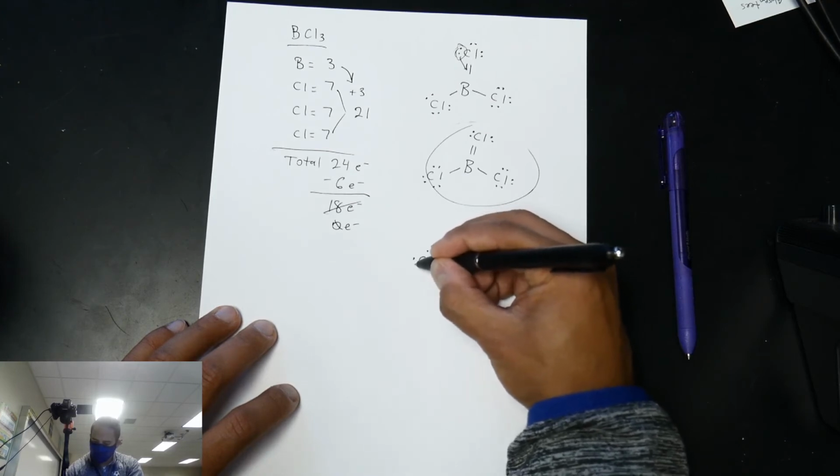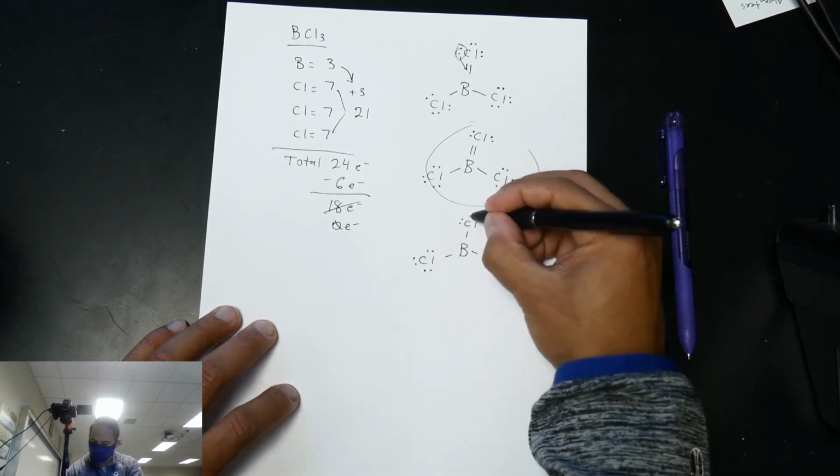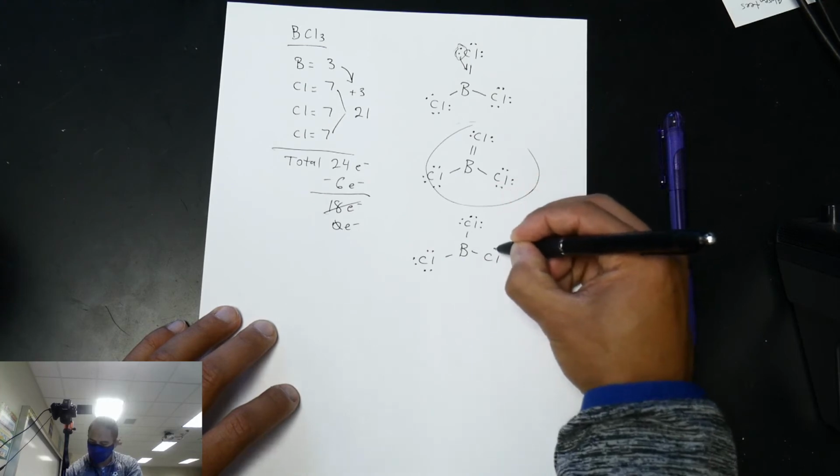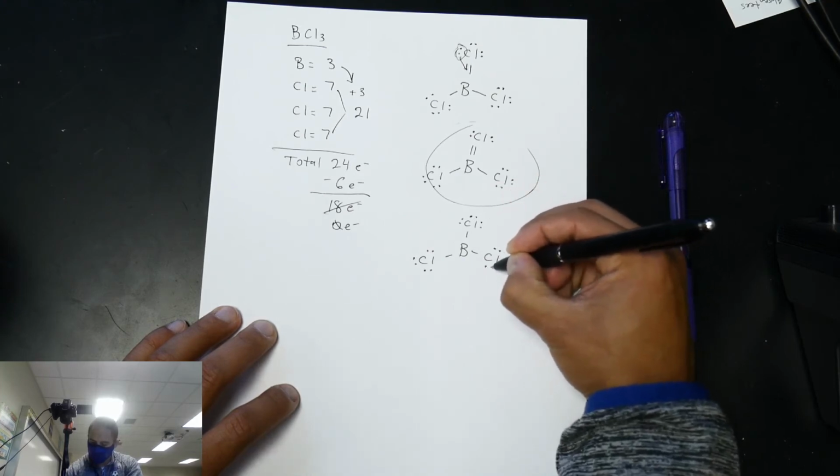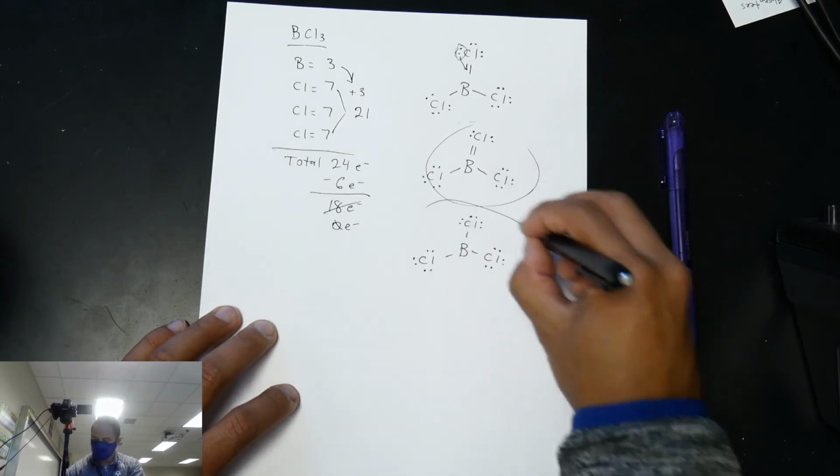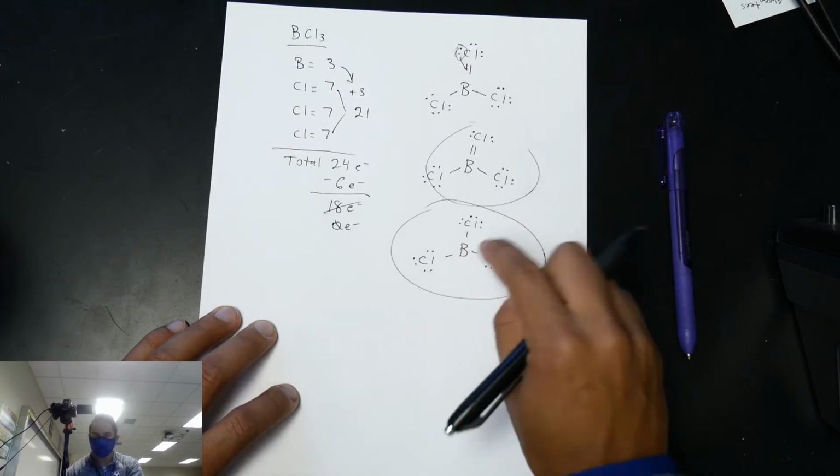Okay, the boron only has 6 valence electrons, but boron is an exception to the octet rule, and it is happy actually only having 6. So we are going to count this as our main structure.